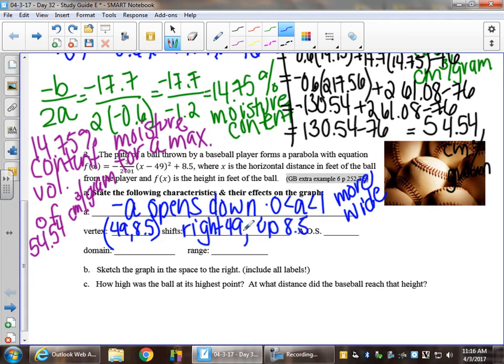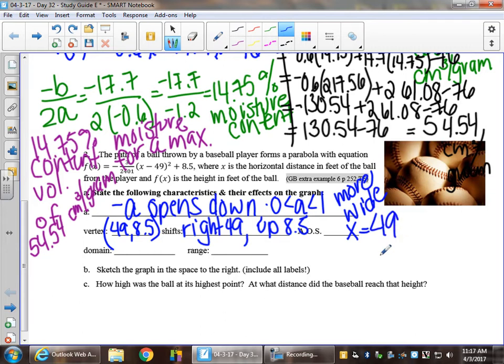Okay, the ball? Tim, I'm throwing the ball to you. What is my axis of symmetry? Tim, what's my axis of symmetry? What's my x value of the vertex? X equals 7. Who can help him out? What's the x value of the vertex? 49. X equals 49.